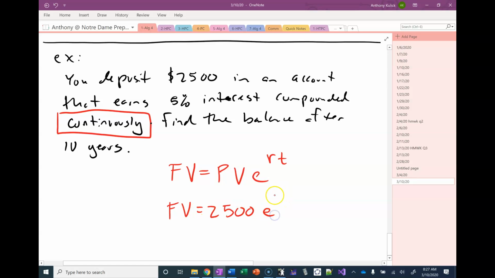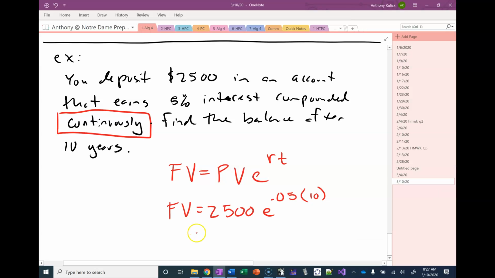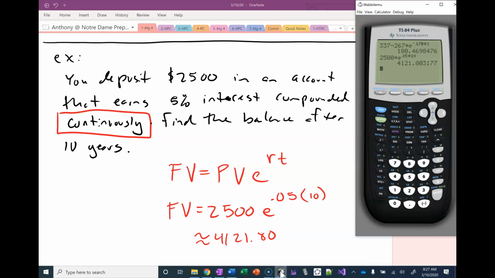So the present value is 2,500. The interest rate was 0.05 and our t was 10. So we can just plug all this stuff in. 2,500 times e to the 0.05 times 10. That gives me $4,121.80. I think I copied that right. Oh, good.